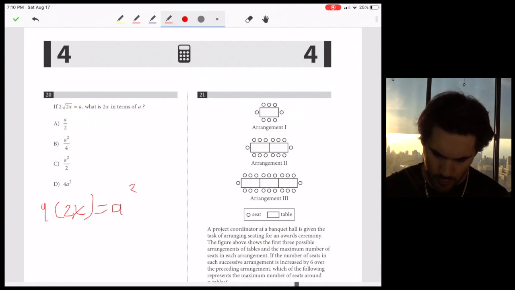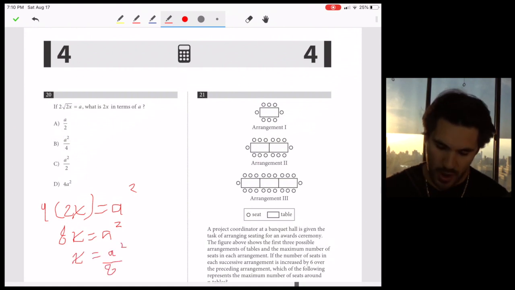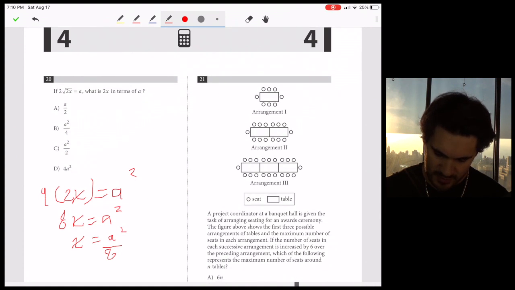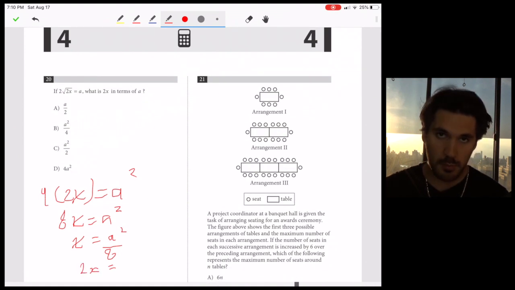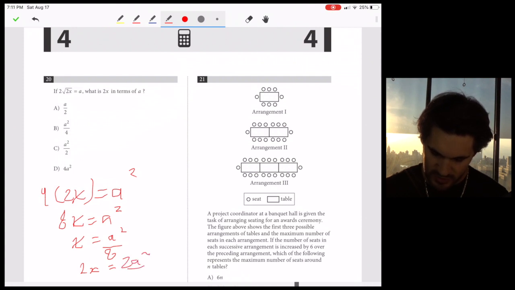So therefore, 8x equals a squared. So x equals a squared over 8. But we're looking for 2x. So 2x is going to be, therefore, you multiply both sides by 2, will be 2a squared over 8, which is the same thing as a squared over 4, which is the answer choice B.